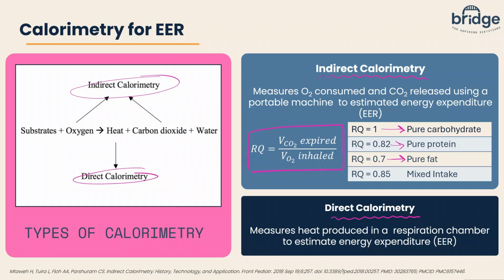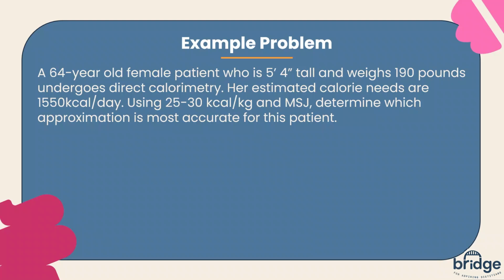Protein lands somewhere in the middle, and if they are burning a mixed proportion, we get a value somewhere in the middle. By looking at gas exchange and understanding the RQ value, we can determine how many calories a person is burning even at rest. We'll come back to RQ when we get into our MNT module on lung disorders and critical conditions like ventilator dependence. But for now, let's practice with the math. This problem says we have a 64-year-old female patient who is 5 feet 4 inches tall and weighs 190 pounds, undergoing direct calorimetry.